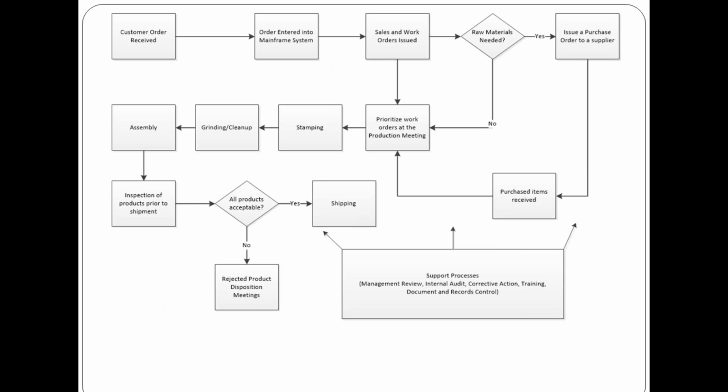Okay, we've now added a box in the lower right-hand corner, and as you can see, this particular box is not connected to any of the others, but it has 3 arrows that are intended to identify that these support processes are support for all of the quality management system. They provide support to the entire quality management system.